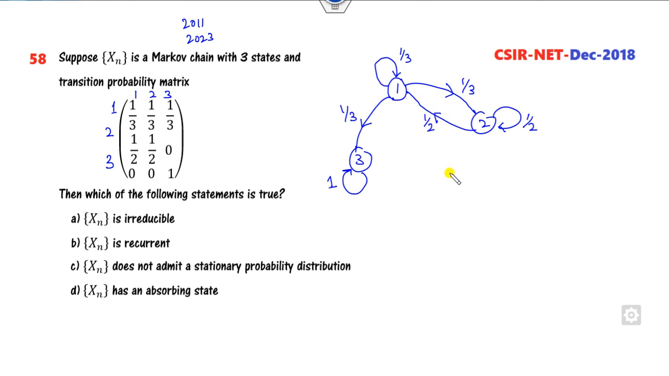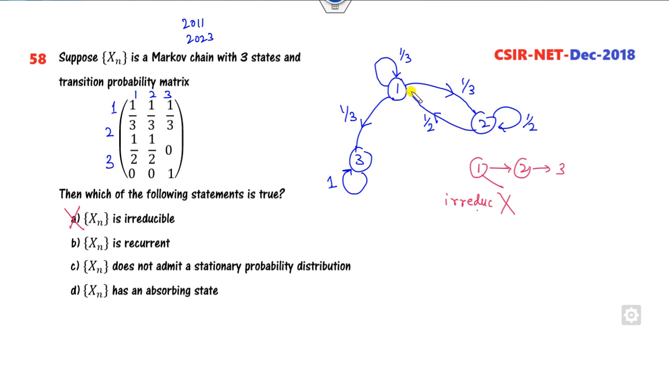Now, what is irreducible? Is it possible that you can start from 1 and go to 2 and go to 3, or you can start from any of the states and go to any of the other states? Not possible. If you start from 1, go to 3, then it is not possible to go from 3 to 2. It means this chain is not irreducible. So the first option is cancelled out.